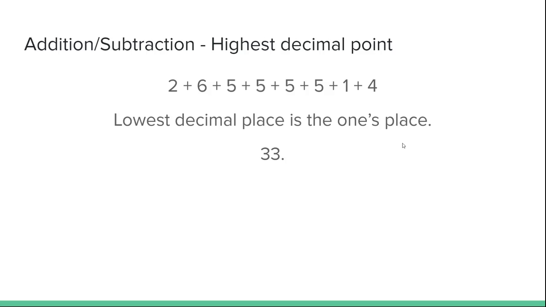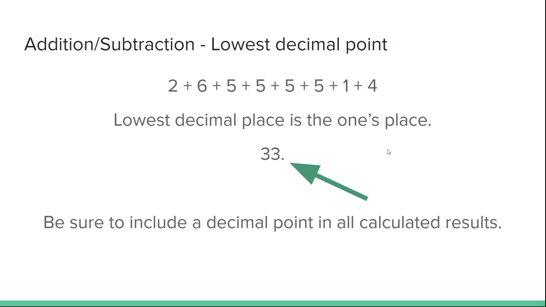So when working with significant figures and adding or subtracting them, you go to the highest decimal point. Here, the highest decimal point is the ones place, so it would be 33. However, remember, be sure to include a decimal point in all calculated results.